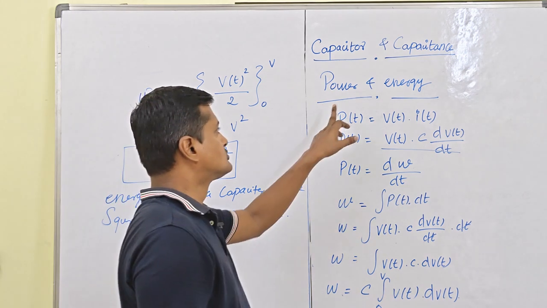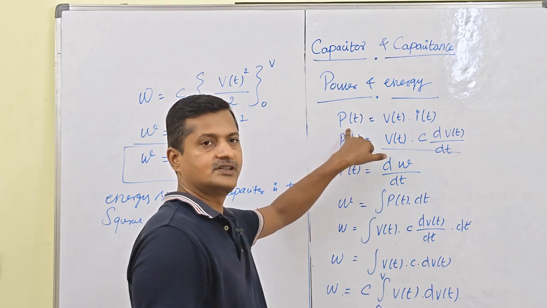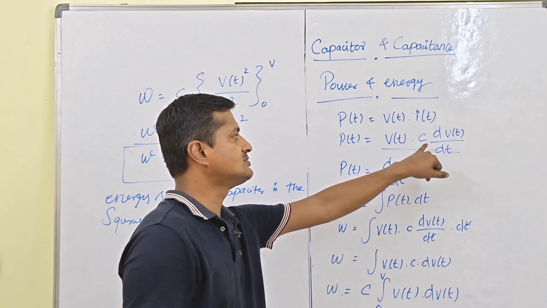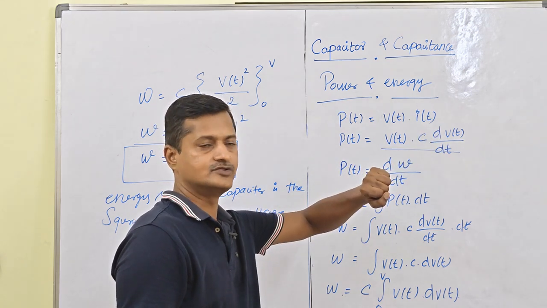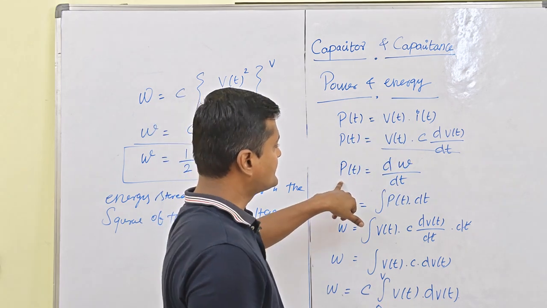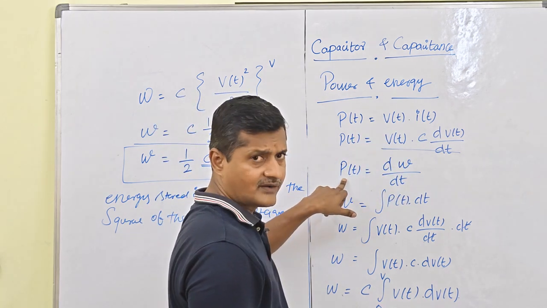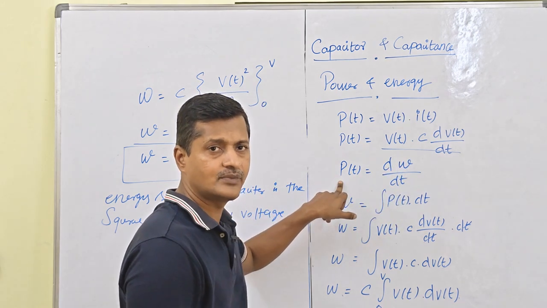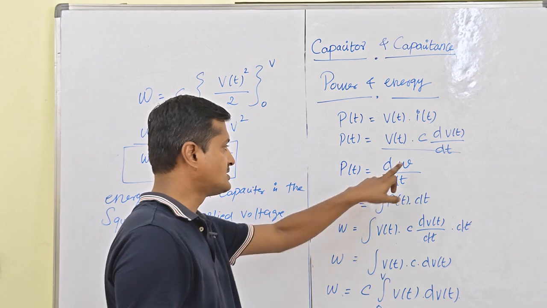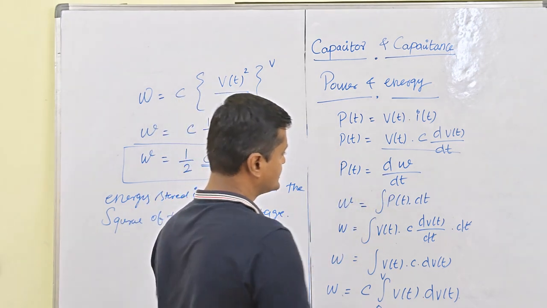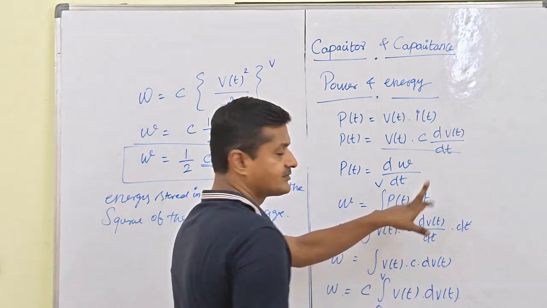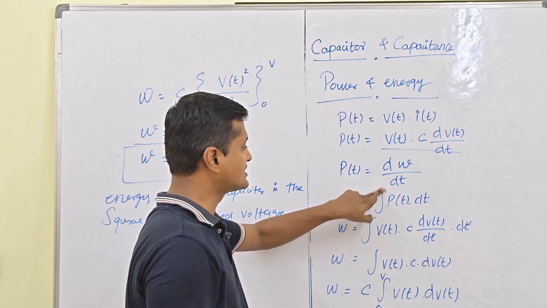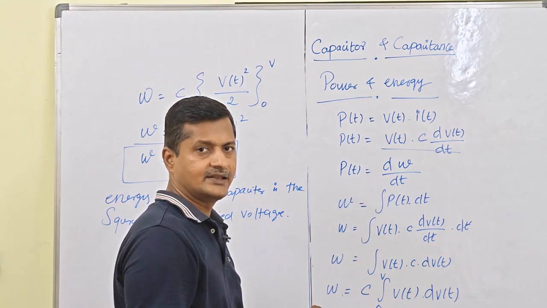Just recall: power and energy, we know the equation. Power equals voltage into current. We can write power equals V of t, and I's value is C into dV of t divided by dt, right? So P of t is power with respect to time, and we differentiate energy with respect to time to get the power. So energy is the integration of P of t into dt from 0 to V.